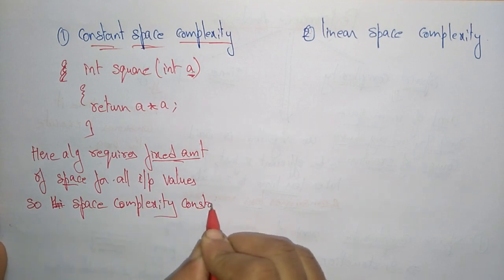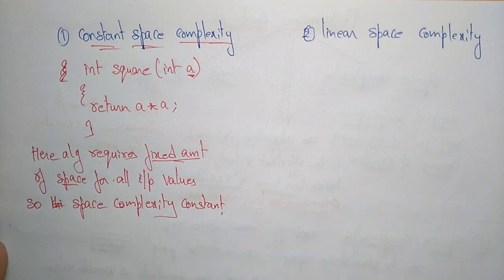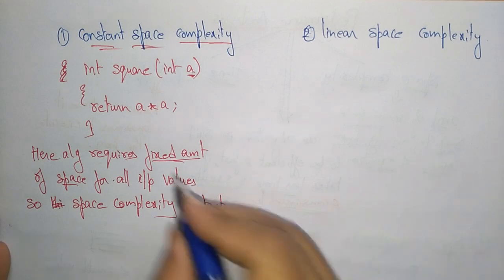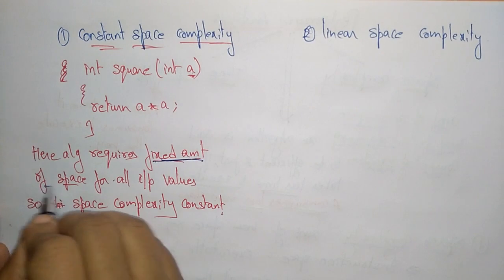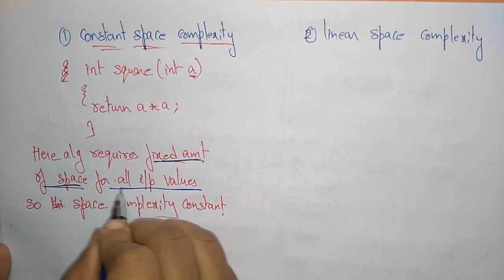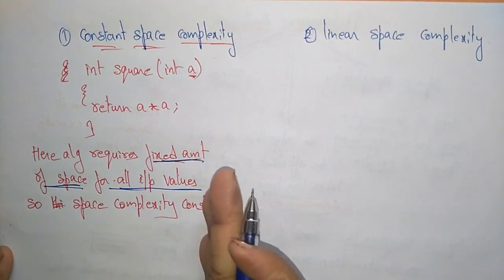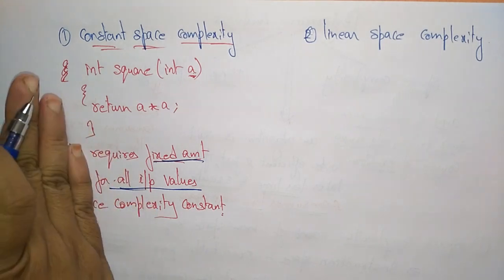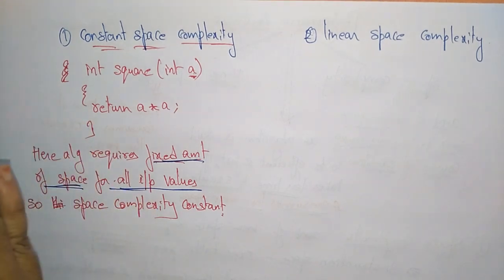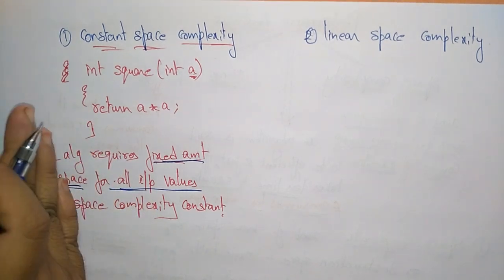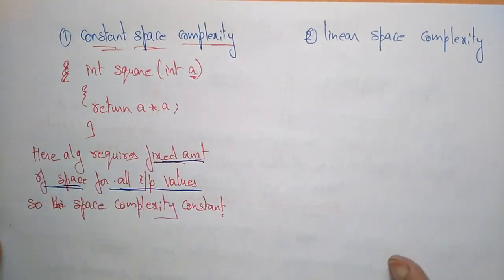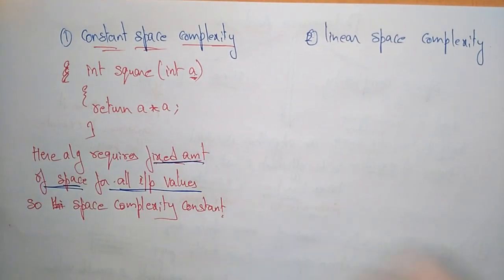The main thing you have to note is why we call it constant: because we are using a fixed amount of space for all input values. For that reason we say this type of program or algorithm has constant space complexity. The memory that is used will be constant.